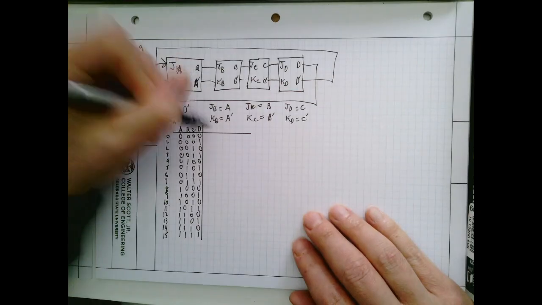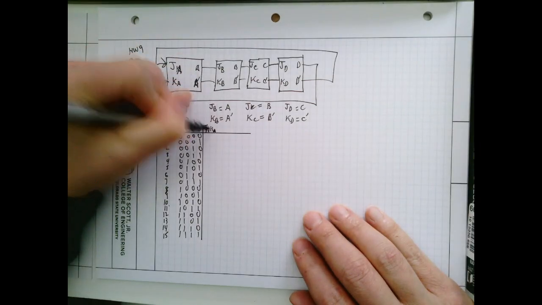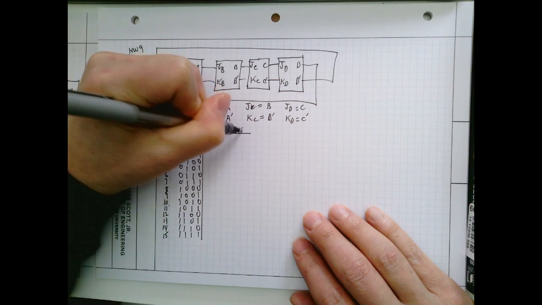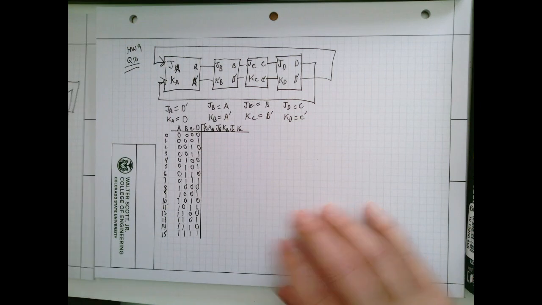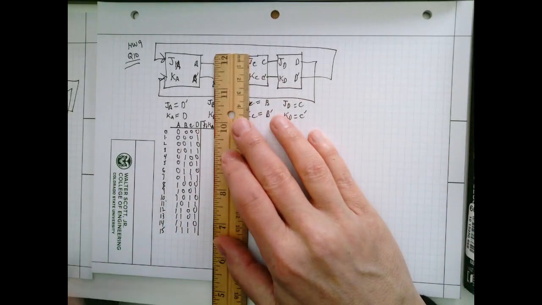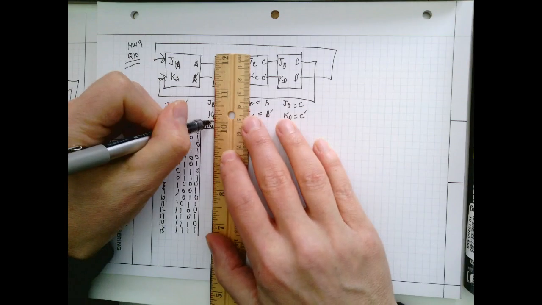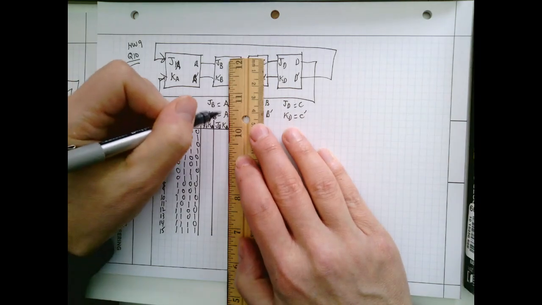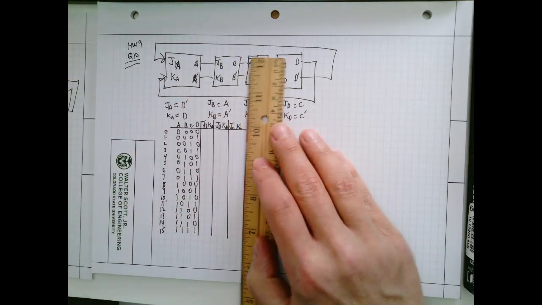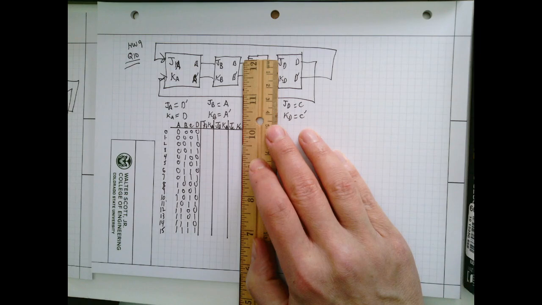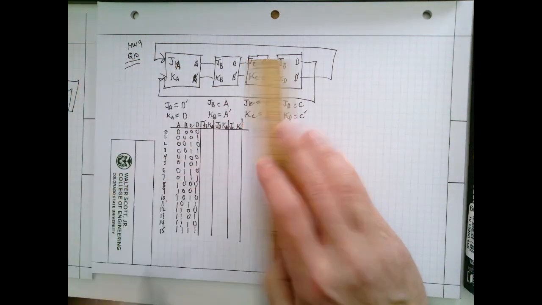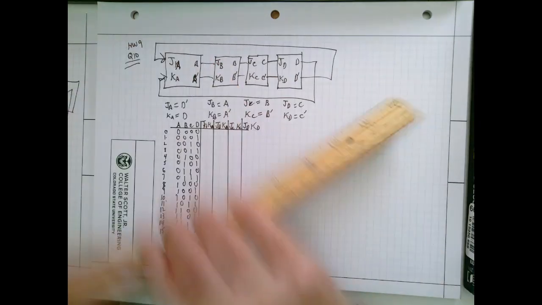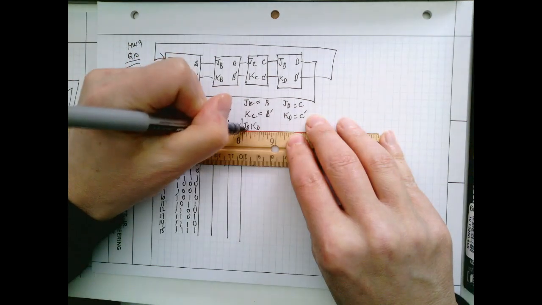So now I can write J sub A, K sub A, J sub B, K sub B, J sub C, K sub C. And what we'll do is we'll separate out the inputs for each one of the flip-flops, the A flip-flop from the B flip-flop, from the C flip-flop, oh, and I got a D flip-flop too. J sub D, K sub D. There.